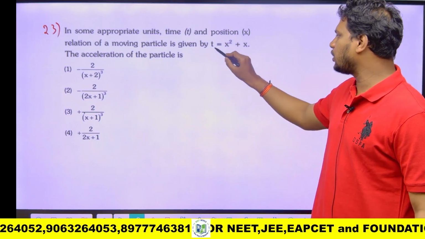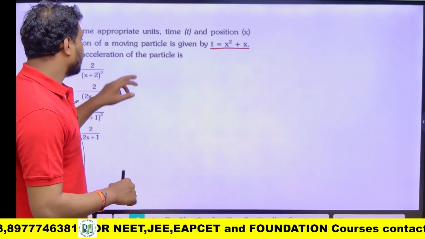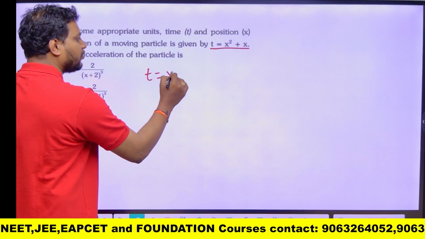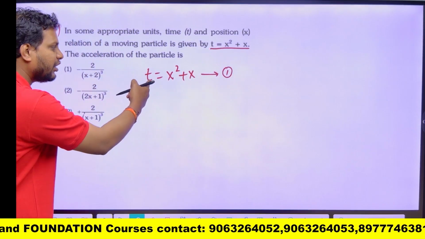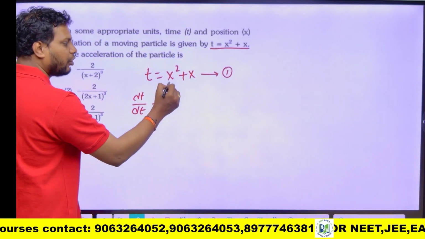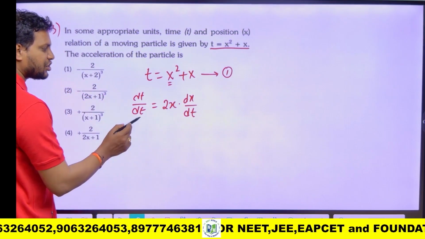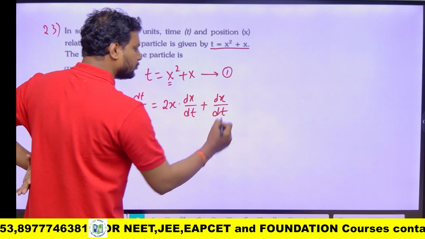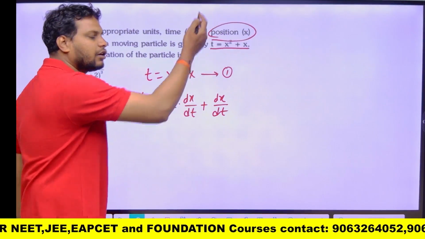They have given the equation of time, that is t is equal to x square plus x. Now we have to find out the acceleration. To find the acceleration, first I will take this equation t is equal to x square plus x as equation number 1, and differentiate with respect to time. Then we have dt by dt is equal to, if you differentiate x square, we have 2x into dx by dt, because here the function is t and the variable is x, plus the next term becomes dx by dt. Now what is dx by dt? It means rate of change of position, which is nothing but velocity.